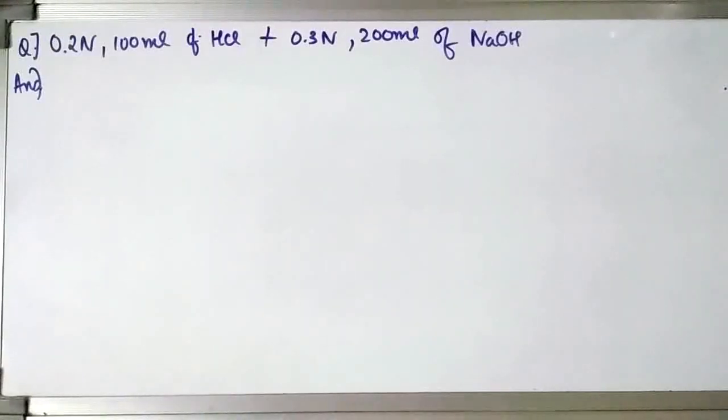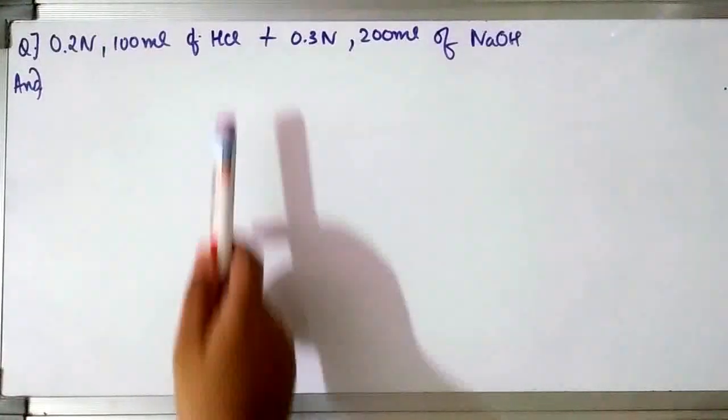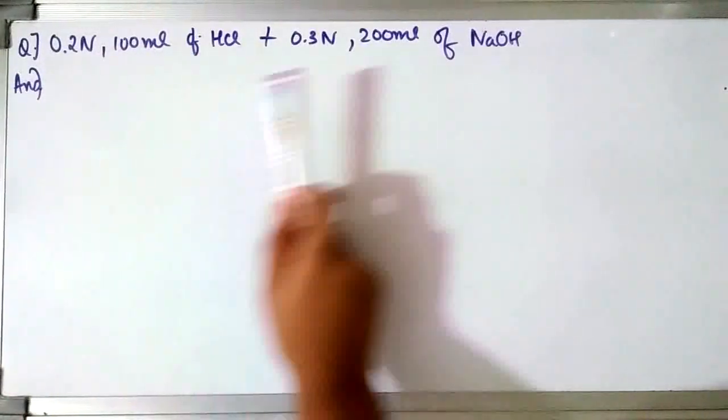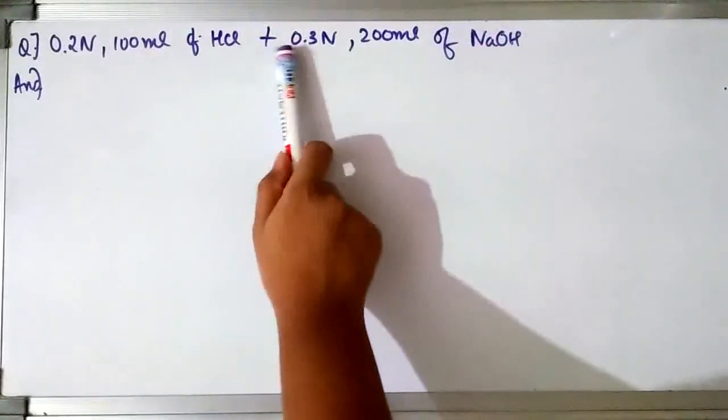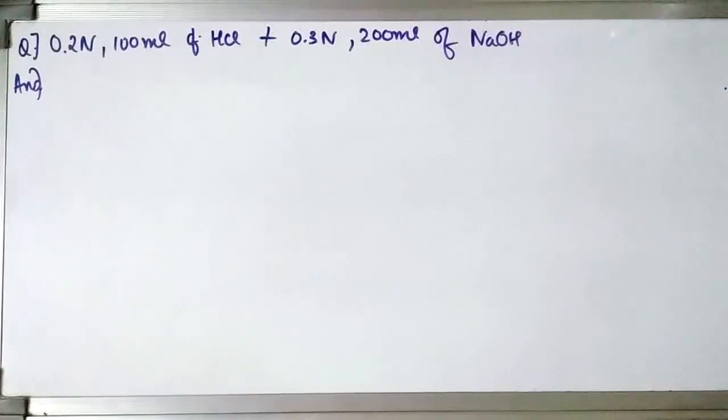So in this question, we have an acid and a base and both of them are mixed. The acid's normality is 0.2 N and the volume is 100 ml, and the base, that is NaOH, has normality 0.3 and volume 200 ml. What we have to do in this question is find the normality of the final mixture. Also we have to find whether the mixture is going to produce H plus ions or OH minus ions.